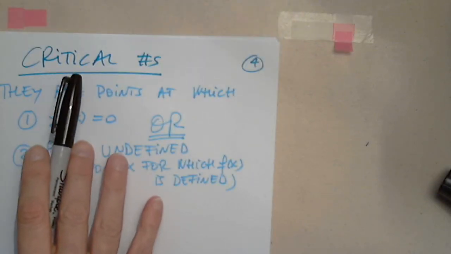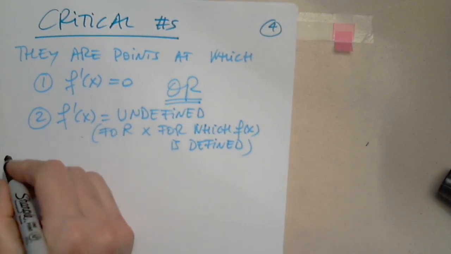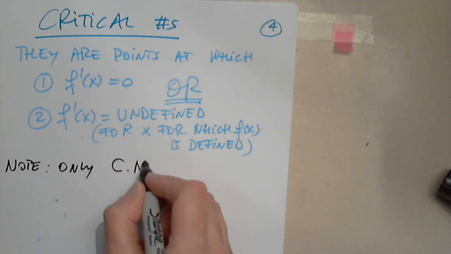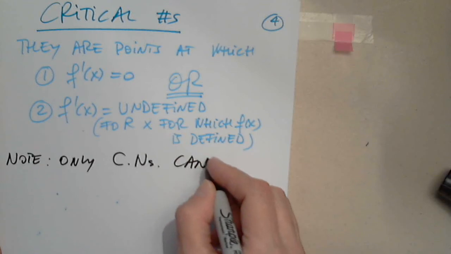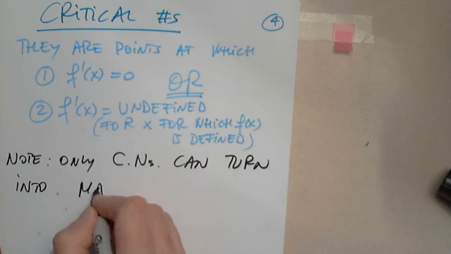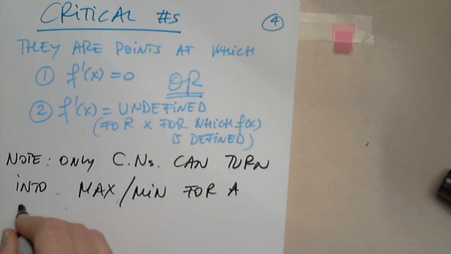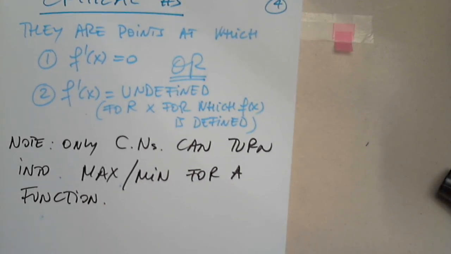So why are these critical numbers so important? Note, only critical numbers can turn into max min for a function. If a function does not have any critical numbers, it will not have a max or a min.